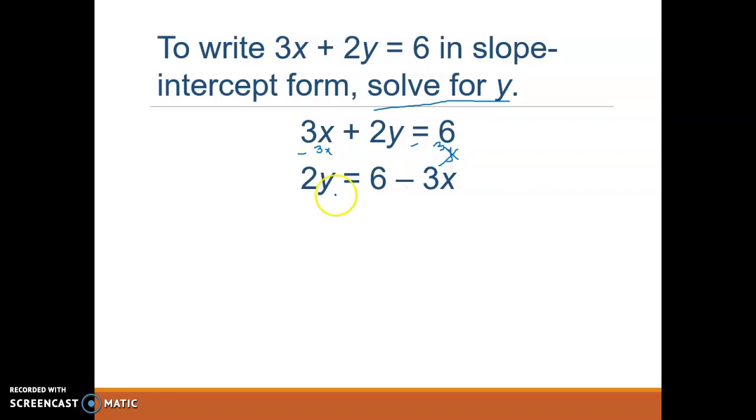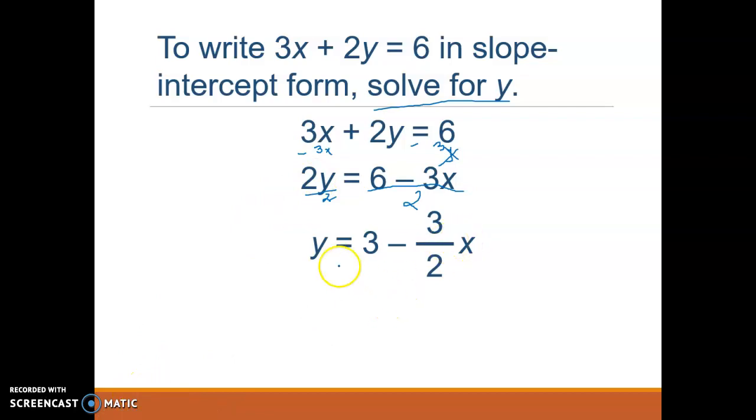Oop, that should be an x. The y is still not by itself. It's being multiplied by 2, so I need to divide it by 2. And I need to do that to both terms on the other side as well. I get y equals 3 minus 3 halves x.